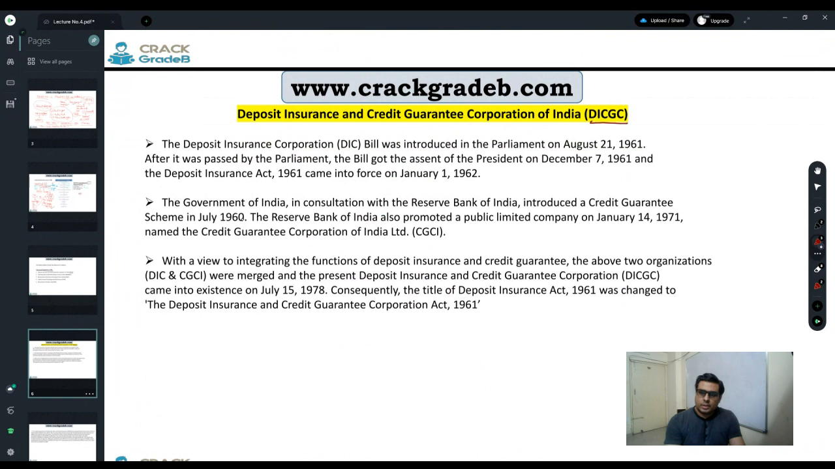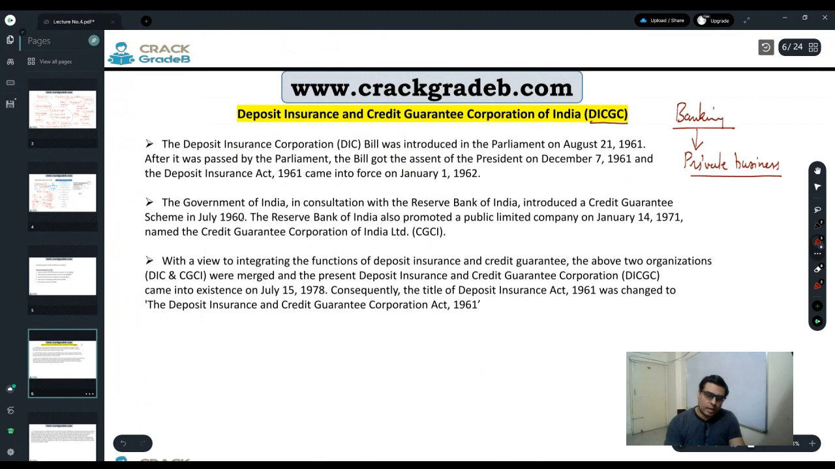In India, banking, since its inception, was a private business. Even after independence, it was a private business, and most of the banks, except the Reserve Bank of India and the Imperial Bank of India, which was converted into the State Bank of India, were private in nature and character, right?